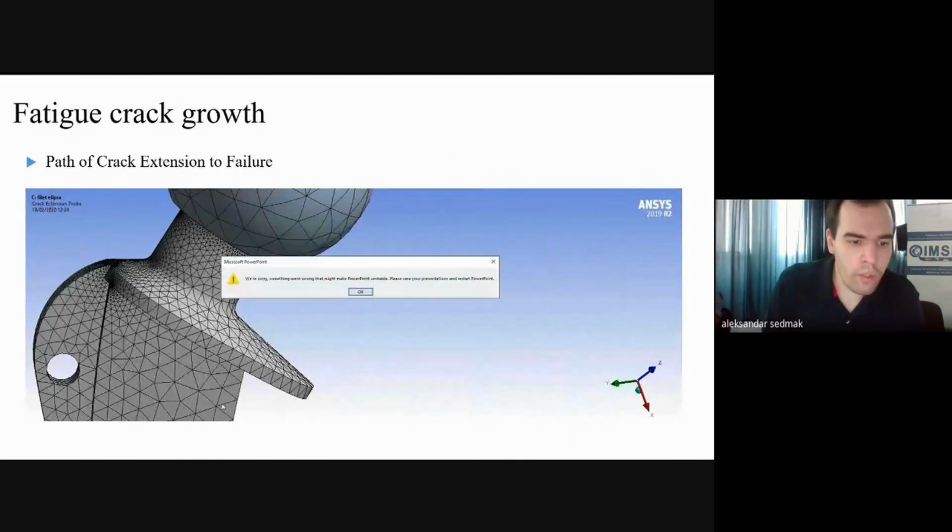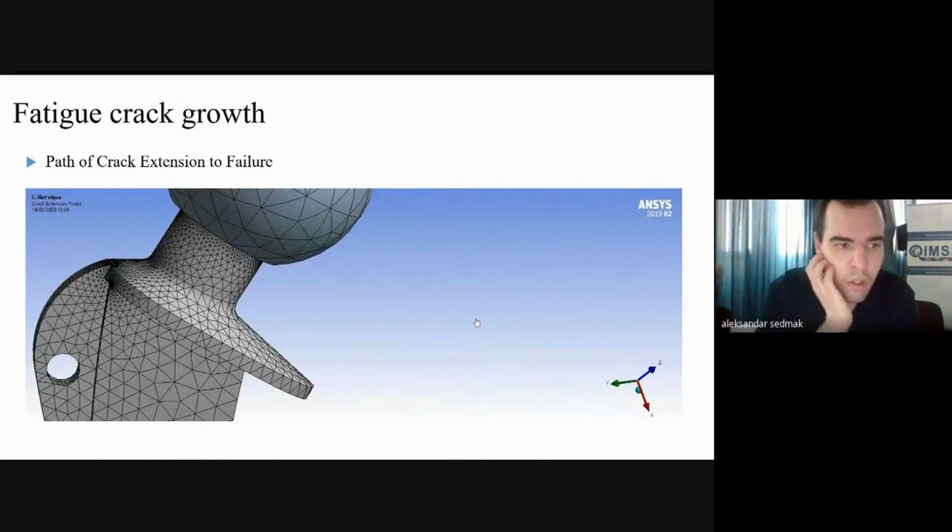Here we had a video of crack path. So I'll just explain it to you. From the crack where the mesh is finer, it just propagates almost to the end of the hip neck, and at the final step it collapses and the simulation was finished.